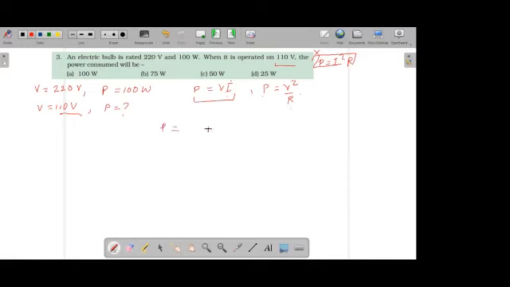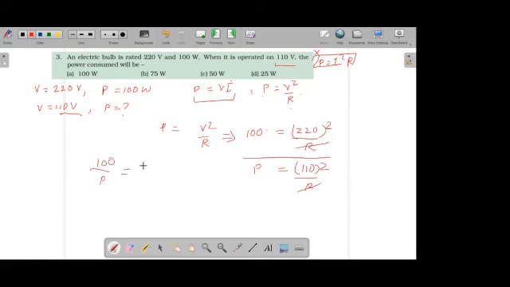So your first power P will be equal to V squared by R, which we know from this power is 100 watt and V is 220. So we can write 220 squared divided by R. This is your first power. The second power P will be given by 110 squared divided by R. So hence, both the R will cancel out from each other, and you will get a simple expression as 100 by P will be equal to 220 into 220 divided by 110 into 110. So you get this as 4. And hence, power will be equal to 100 by 4. That will be equal to 25 watt. So how many of you got this answer as 25 watt?